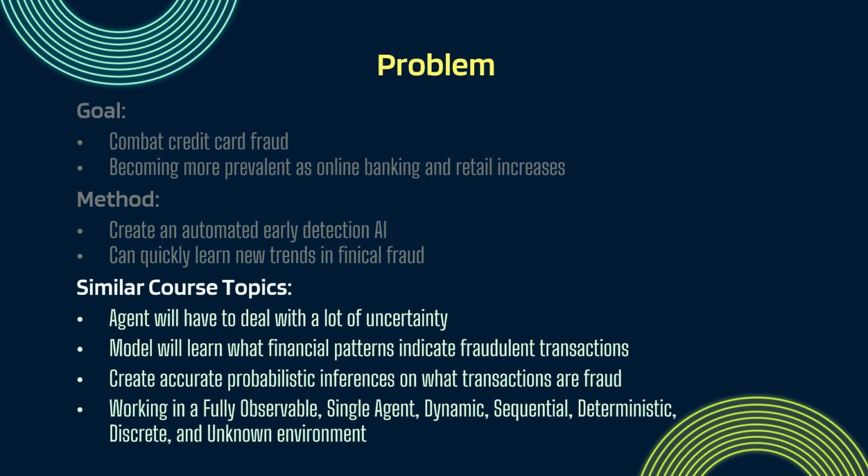Some similar topics we'll be discussing in this project that we've discussed in the course: firstly, agents will have to deal with a lot of uncertainty, which is similar to some topics we've discussed recently in class. Also, we want the model to learn, like some other topics we've covered, what financial patterns indicate fraudulent transactions. Then we have to use probabilistic inferences to assess what transactions are most likely to be fraudulent. Finally, in reference to what we talked about in the beginning of the class, we work in a fully observable, single agent, dynamic, sequential, deterministic, discrete, and an unknown environment.